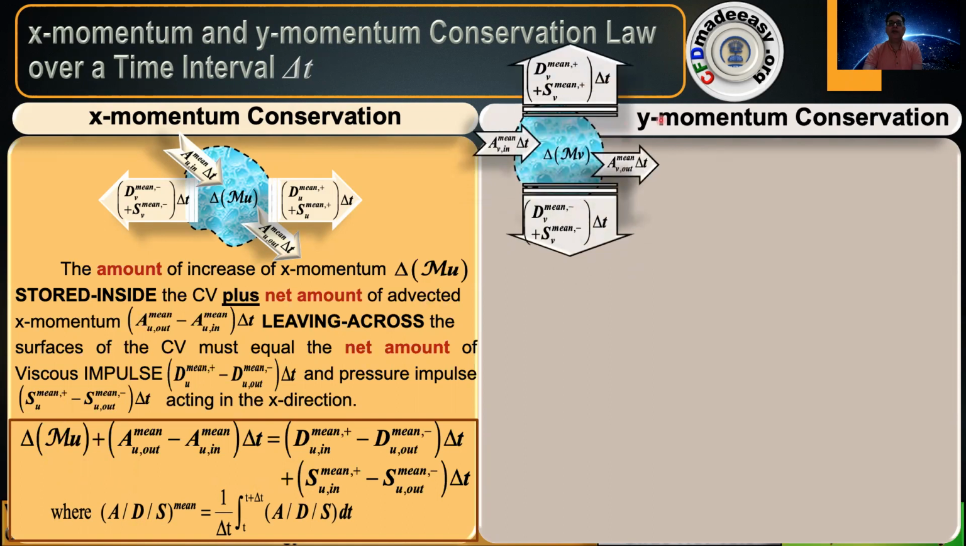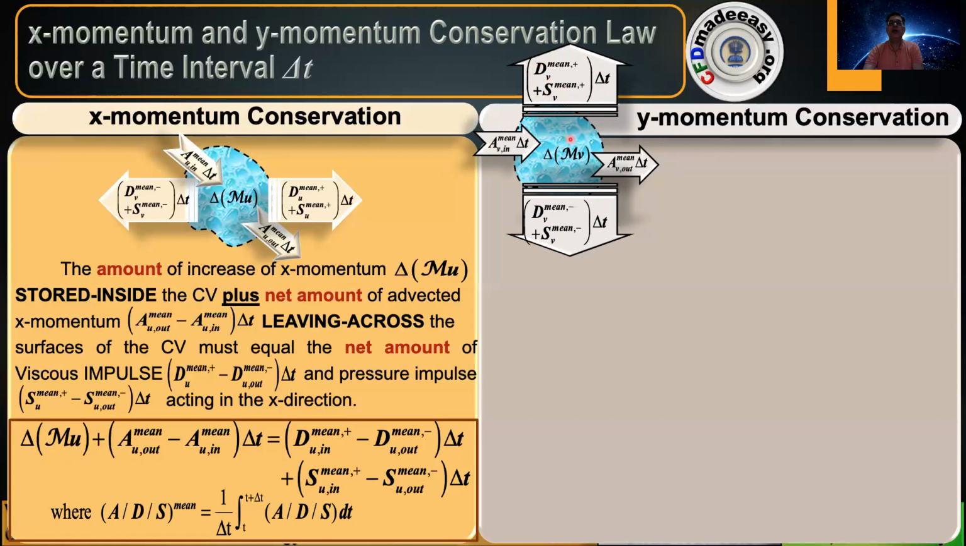Similarly, when we go for Y momentum conservation, here again the generalized symbols that were presented in a tabular form are used to represent the viscous impulse and the pressure impulse in the Y direction, which is a product of viscous force and pressure force with delta T time interval. These are the amount of Y momentum which is entering, and this is the amount of Y momentum which is leaving over the time interval.